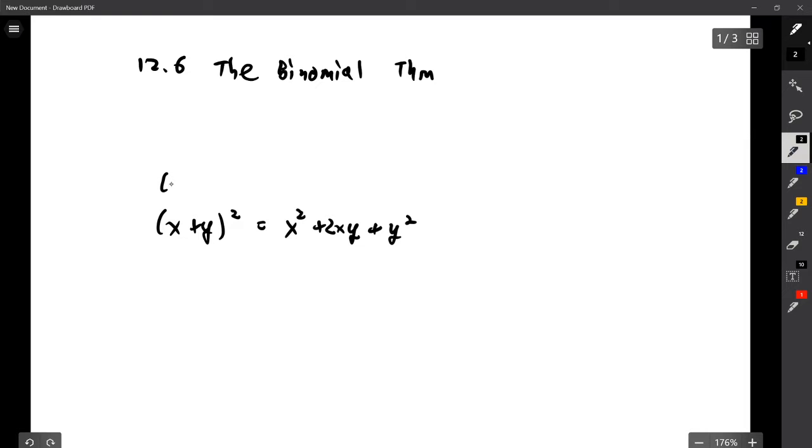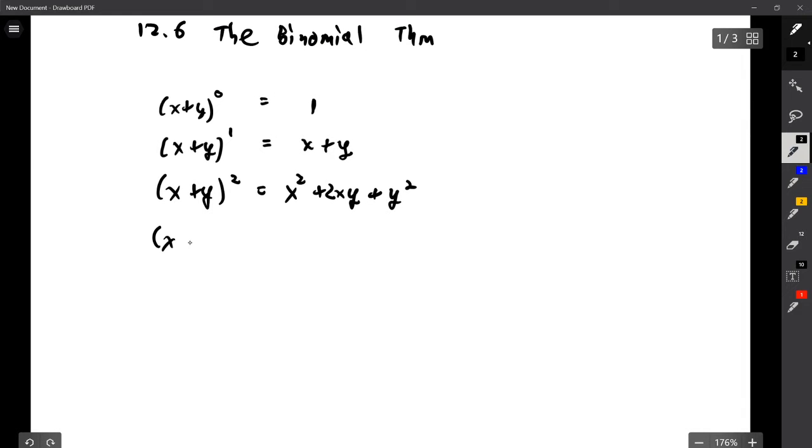How about x plus y to the first power? Well, that's just x plus y. How about x plus y to the 0th power? Well, that's just 1. And then we could continue this going to x plus y cubed, et cetera.